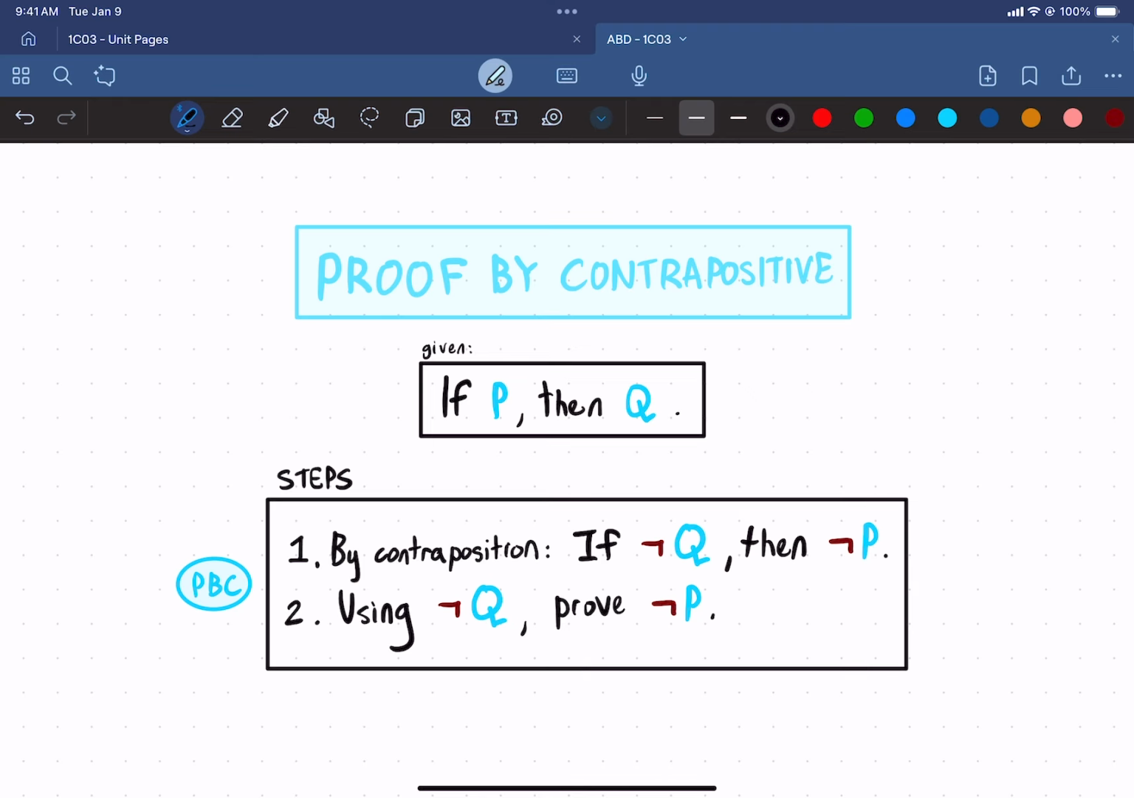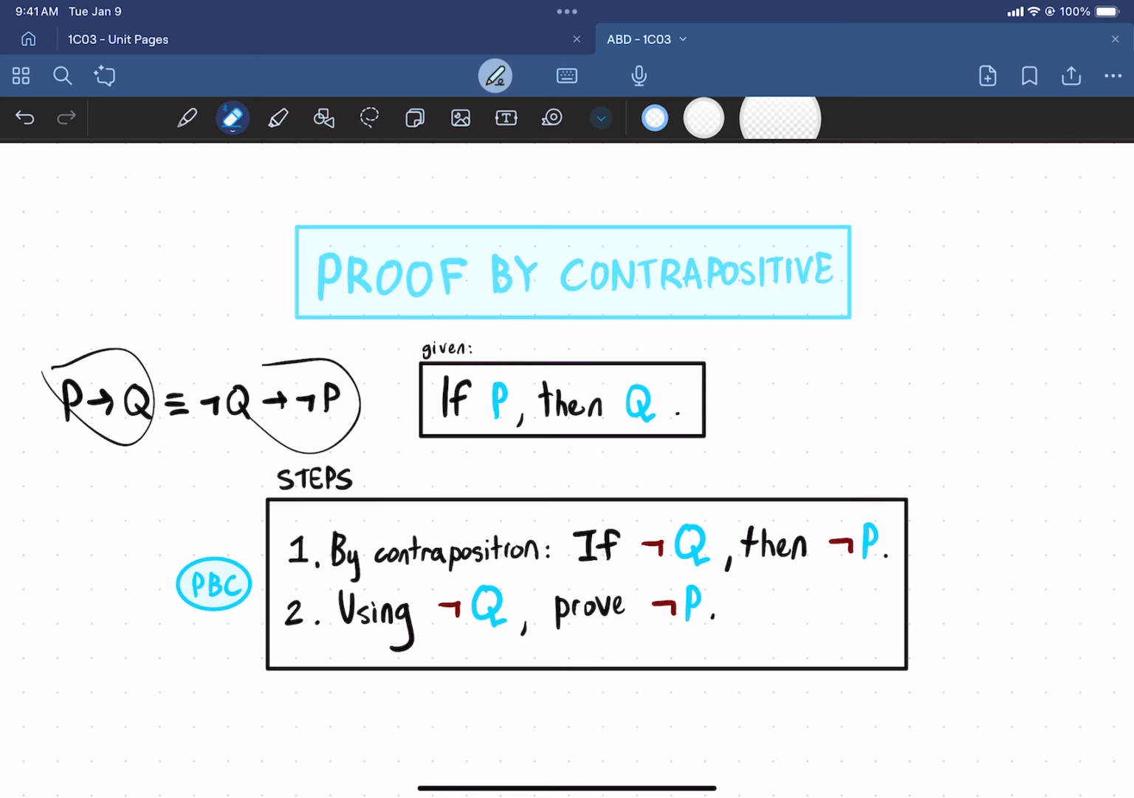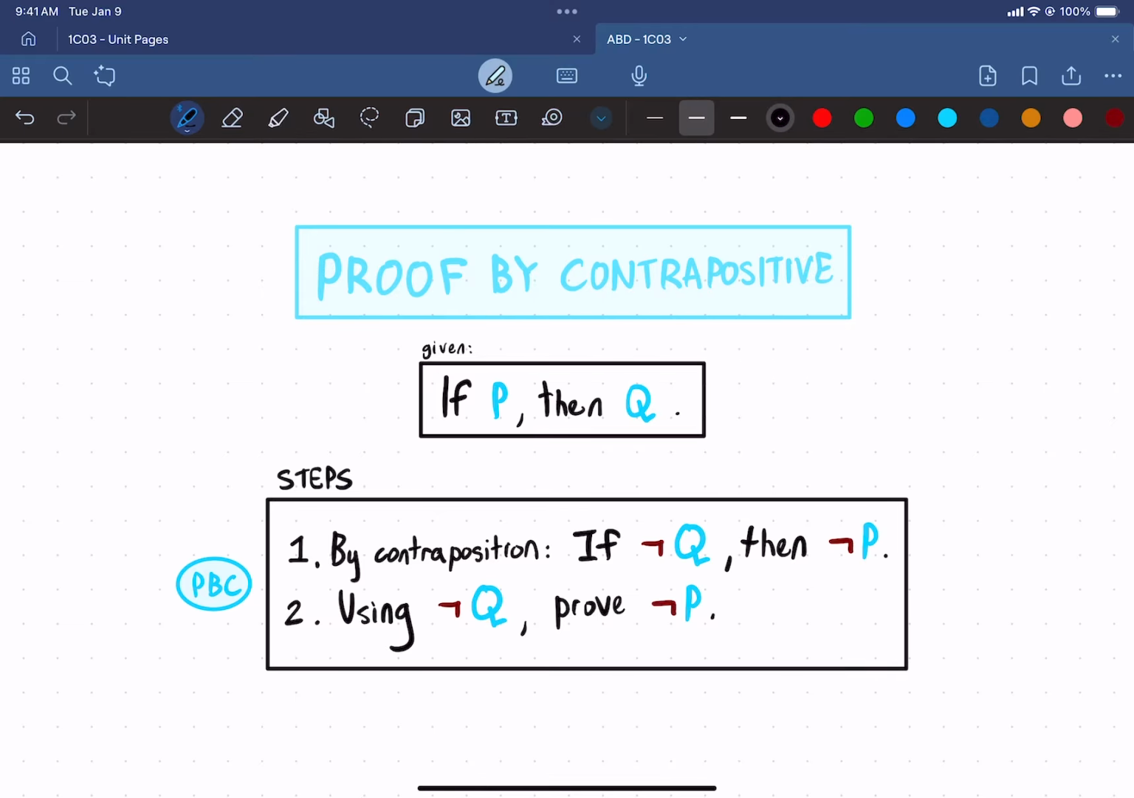So we know that if P implies Q, this is identical to not Q implies not P. So if we are able to prove this statement, it also holds. This is why we're saying take the contraposition and, using not Q, prove not P. Let's go through an example.